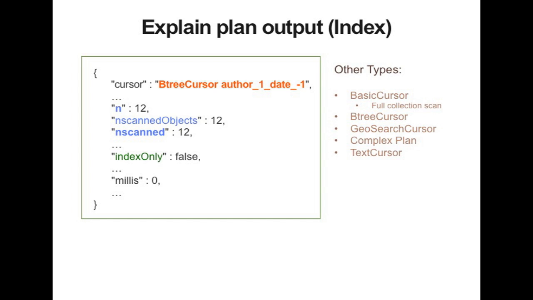In case MongoDB uses an index, it changes to something like this, where the cursor shows, instead of BasicCursor, a BtreeCursor. All other parameters have the same meaning. There are other types of cursors. When you use geospatial, you will see a GeoSearchCursor. When you use a text index, you would see a TextCursor, and so on.